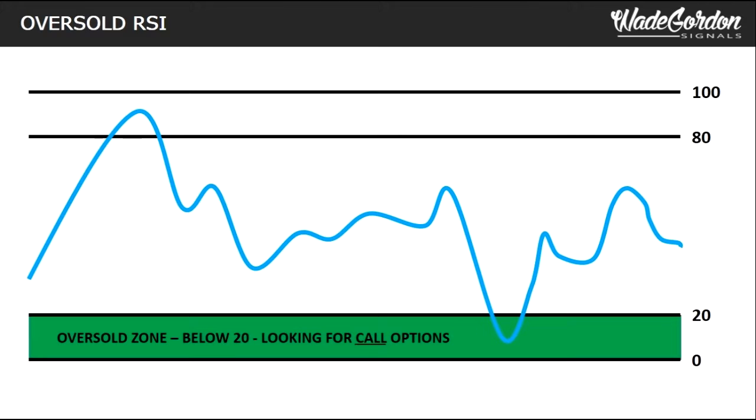When the RSI is below 20 in the oversold zone, we are looking for call options. It tells us selling has dried up and we are looking to see buyers, the bulls, to now step in, take control and drive the price of the asset upwards.